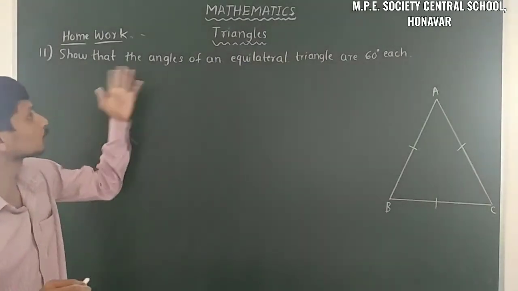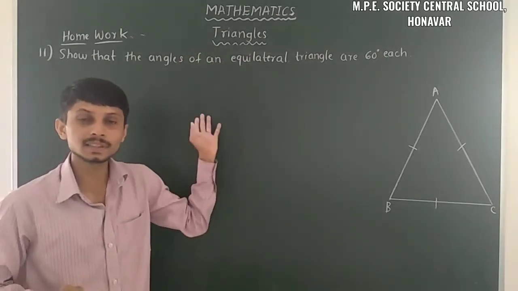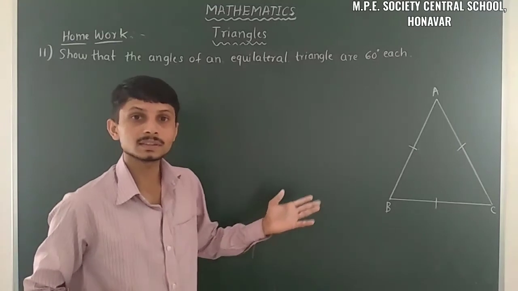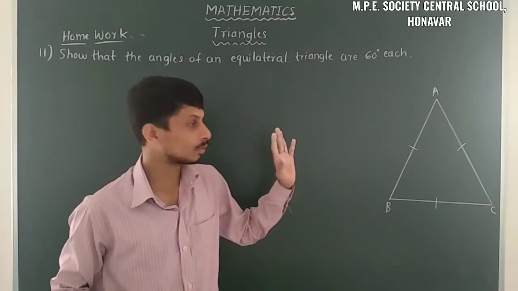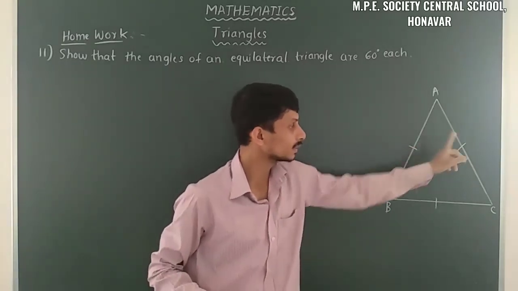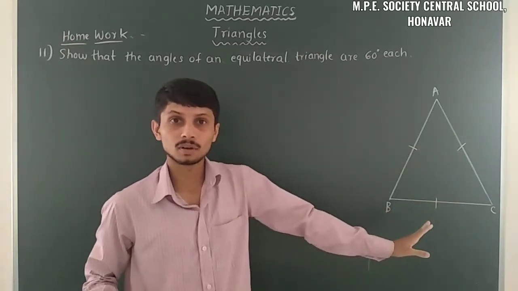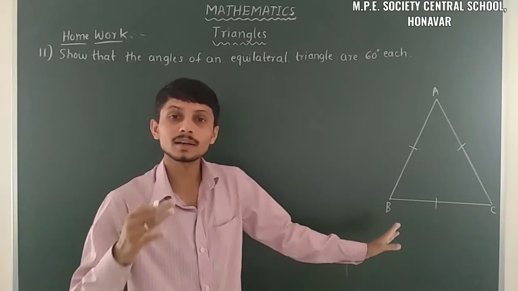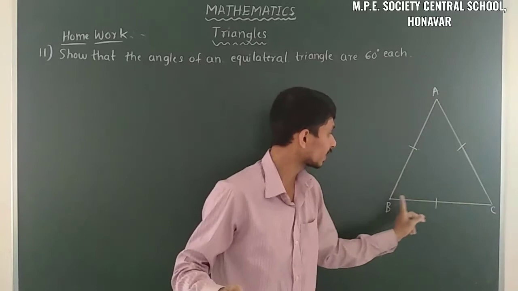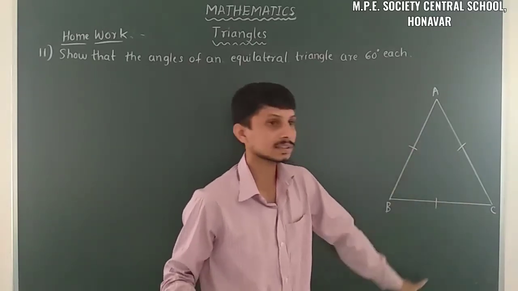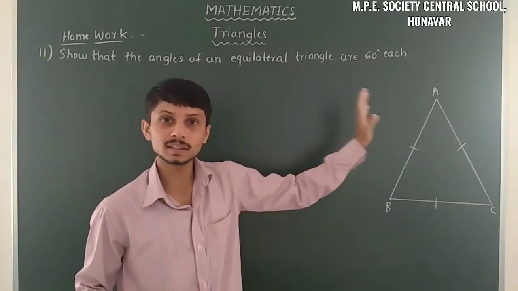Here you have to show that the angles of an equilateral triangle are 60 degrees each. An equilateral triangle means all the sides are equal. Observe these three sides AB, AC, and BC: three sides are equal. According to theorem 7.2, the angles opposite to the equal sides are equal. When we consider two equal sides, the two angles opposite are equal, so all the angles are equal to each other.